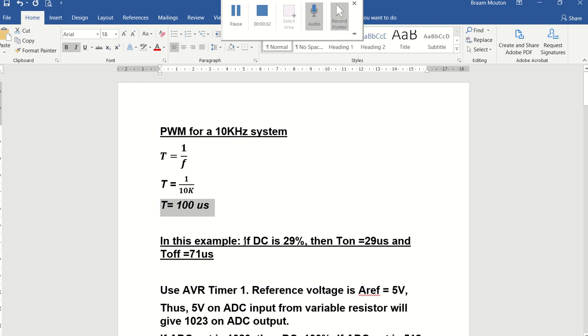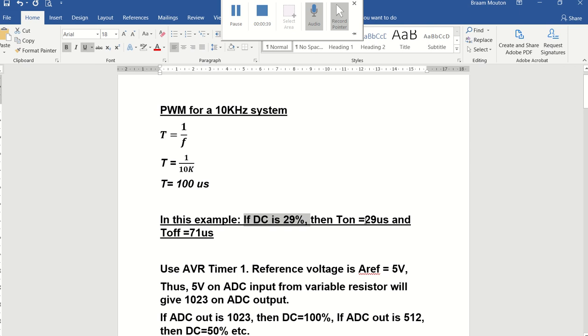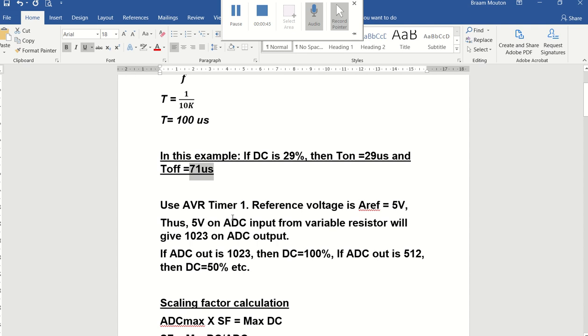In that specific example, I'm going to make use of 29%, which means your on time must be 29 microseconds and your off time must be 71 microseconds. We're also going to make use of Timer 1, which is in the AVR. And I've said we're going to use a reference voltage of 5 volt, which we are reading, and that will determine what your duty cycle would be.